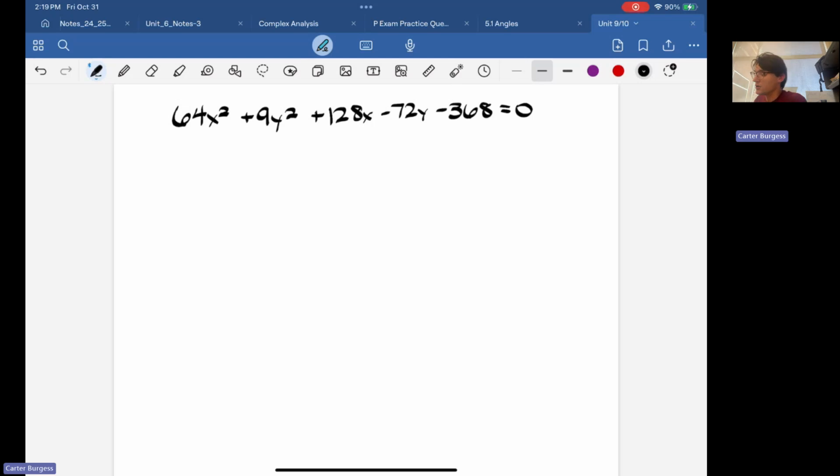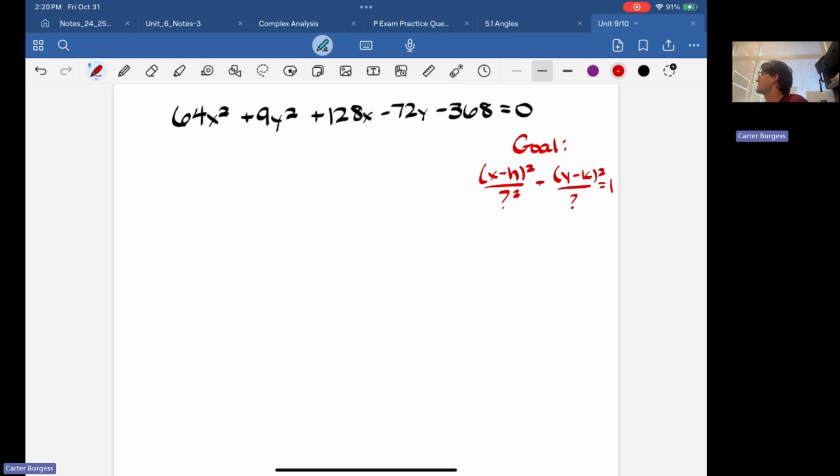Now, our goal is to get this into the form x minus h squared over either a or b squared, right, over something squared, plus y minus k squared over something squared is equal to 1.